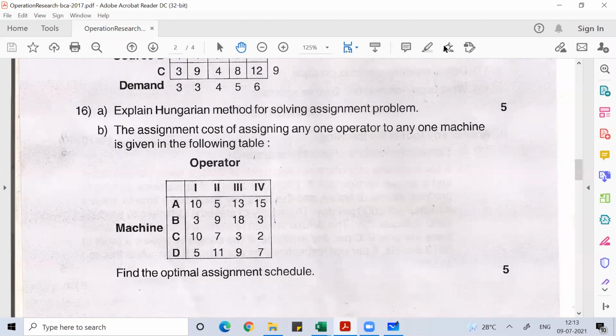Either they'll give you two numericals, or they'll give you one theory question with one numerical. For the theory question, 99% of the time it will be: explain the Hungarian method for solving the assignment problem, and then an assignment problem is given to you. So the numerical is what you are going to solve next to that theory question, which is basically the assignment problem. And in order to solve that problem, the method you're going to use is the Hungarian approach.